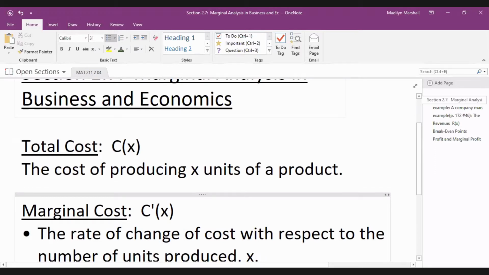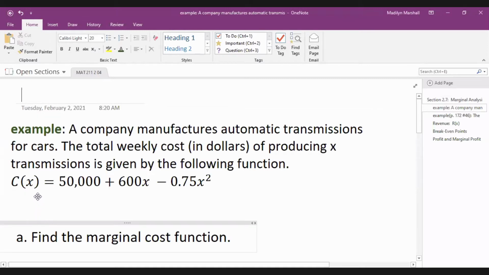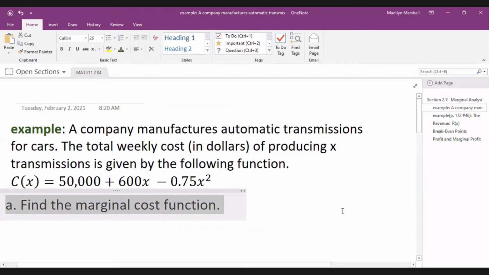No, my mouse isn't working. There we go. So here is our first problem. So I'll give you a moment to read that and take it in.